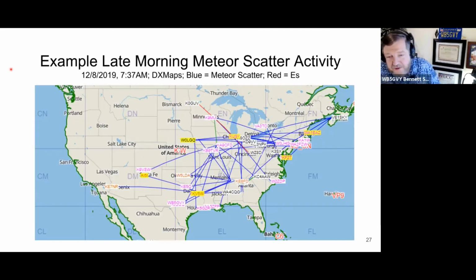So here's an example. The earlier maps were from PSK Reporter. This one's from DX Maps. And if you're familiar with the color coding scheme there, this should be familiar to you. But if you look closely, there's 3 colors on this map. I think there's green, red, and blue. And the green is for Tropo, the red is for Sporadic E, and the blue is for Meteor Scatter.